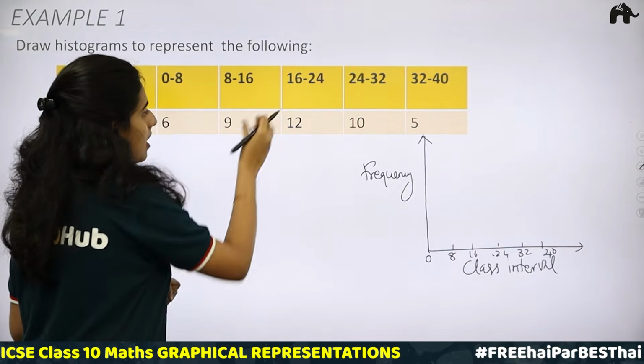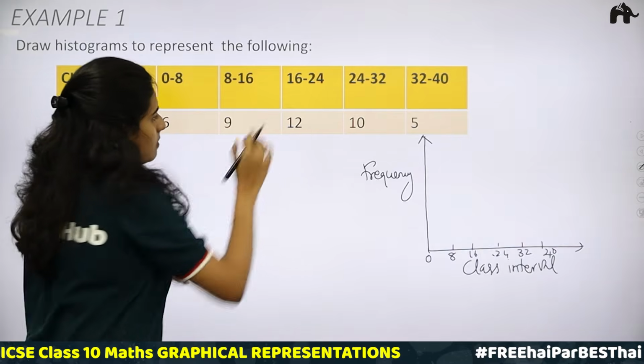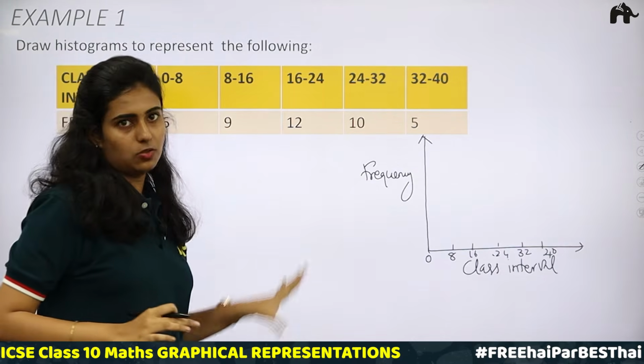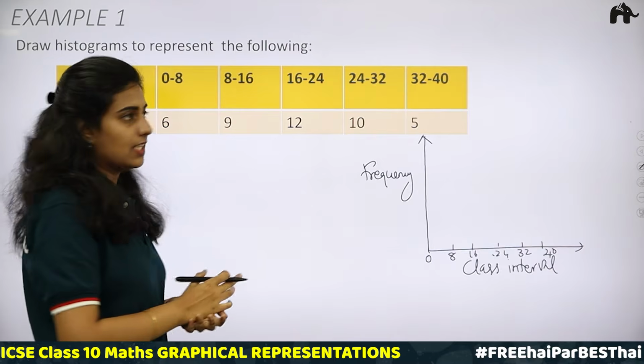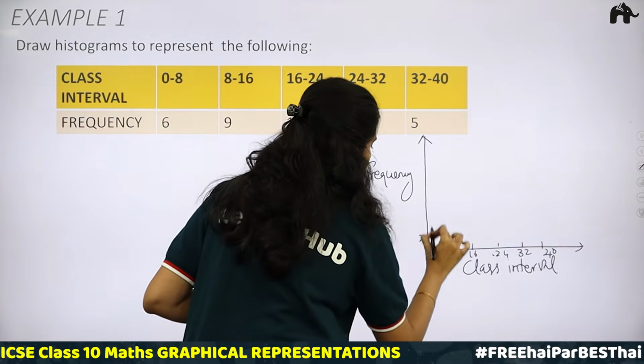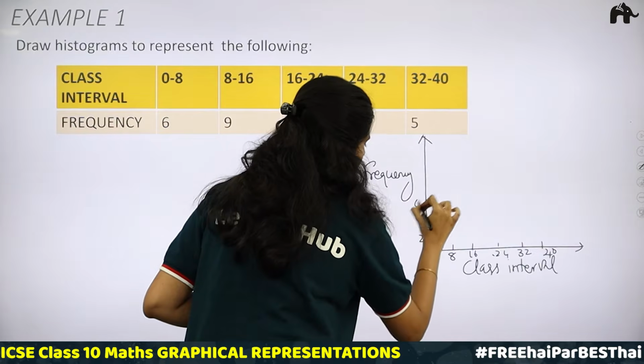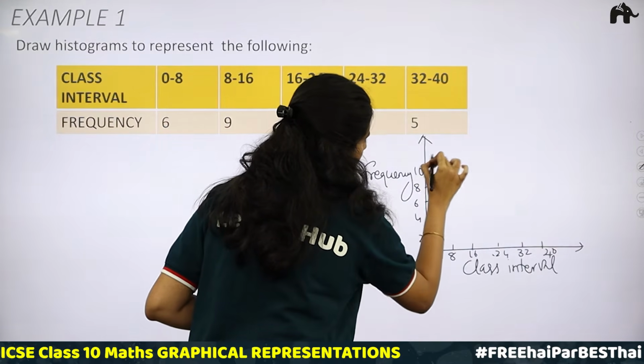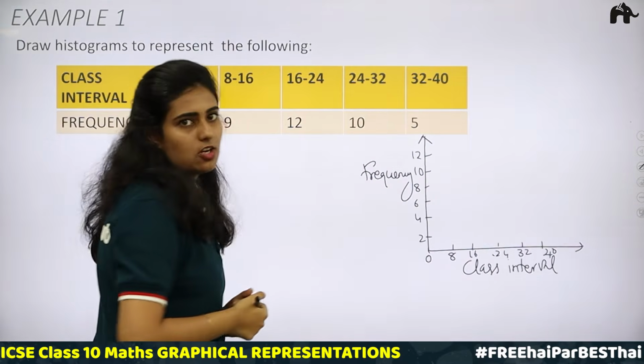Then how to mark? Find the maximum value, that is 12. The interval should be chosen in such a way that 12 should be included. So let us take 2, 4, 6, 8, 10, 12. Here 12 is also included.